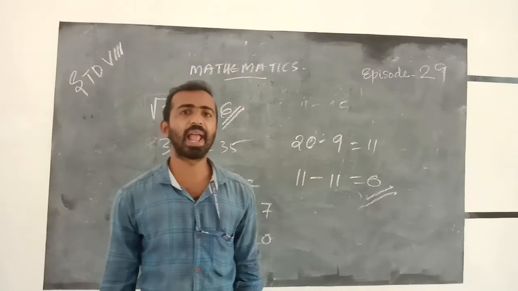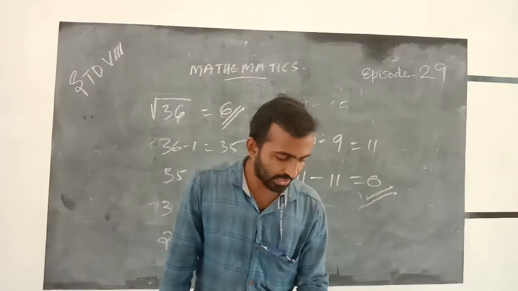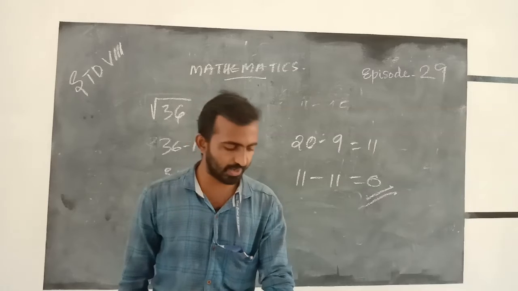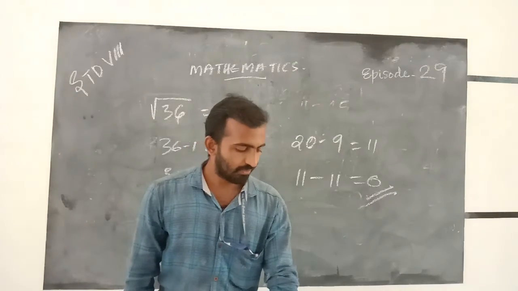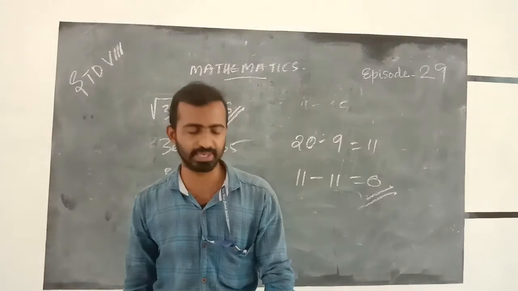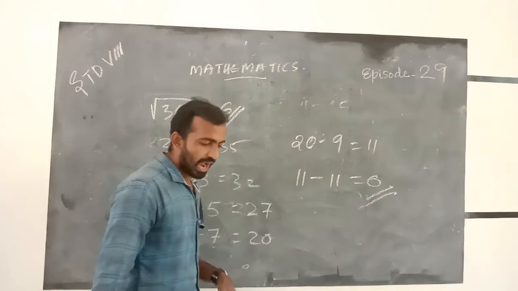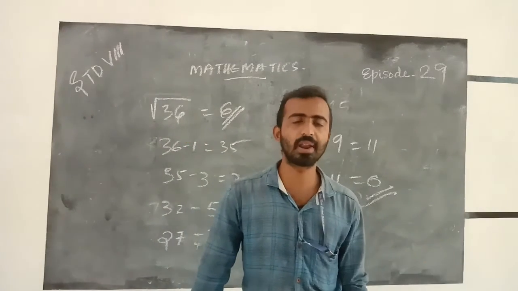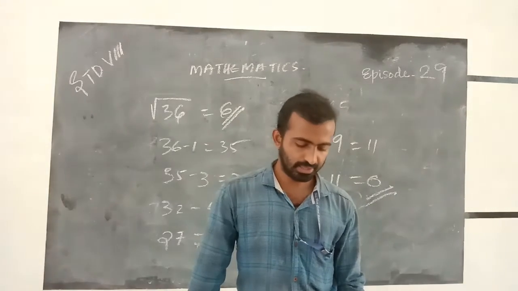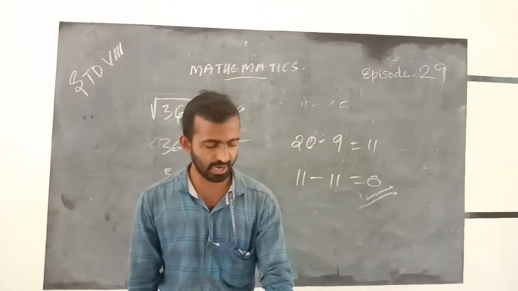Next, near page number 100, there is a Try This: 121, 55, 36, 49, 90. Here we take 36 and do it. All the others are homework, finding the square root through repeated subtraction. The Try This is also for your homework.